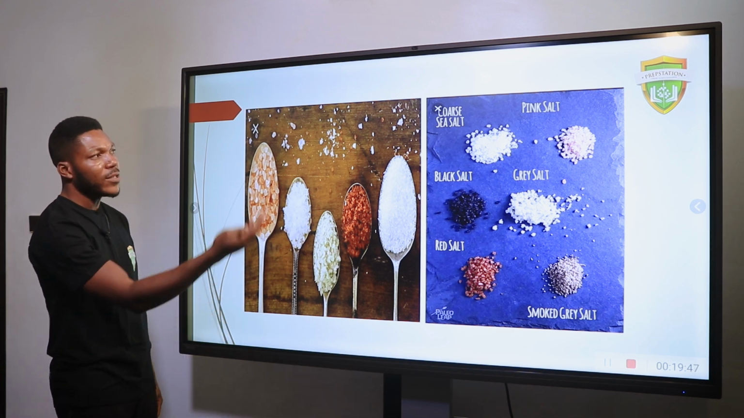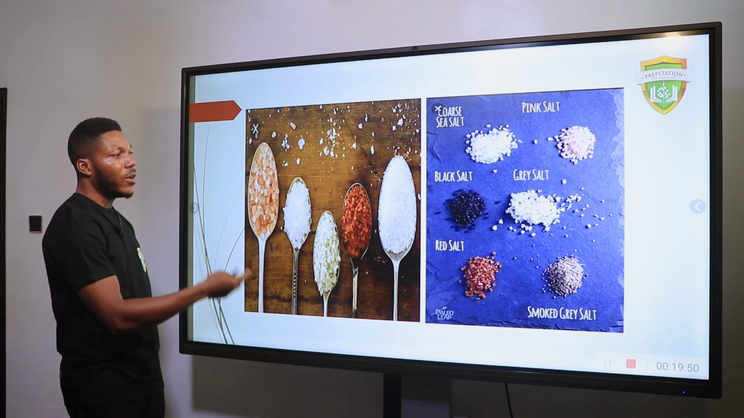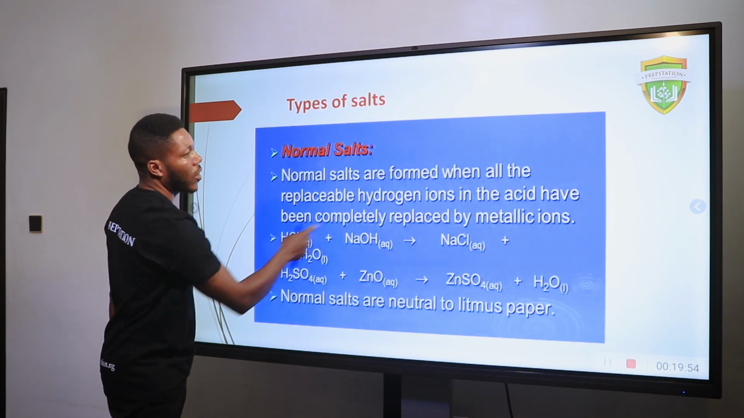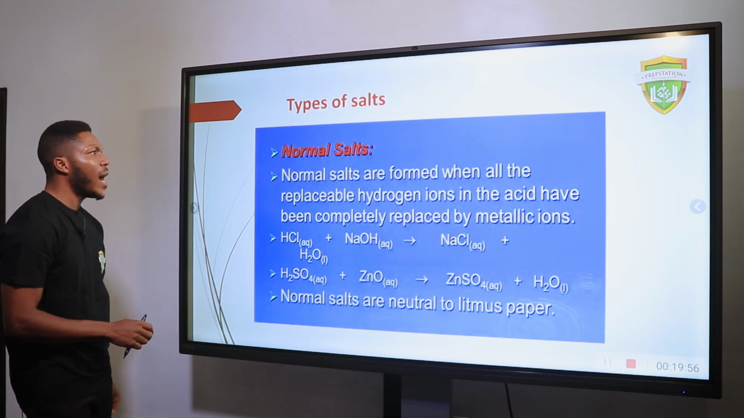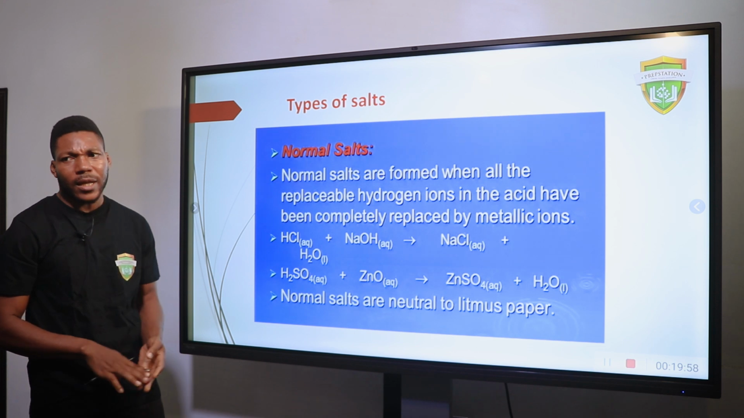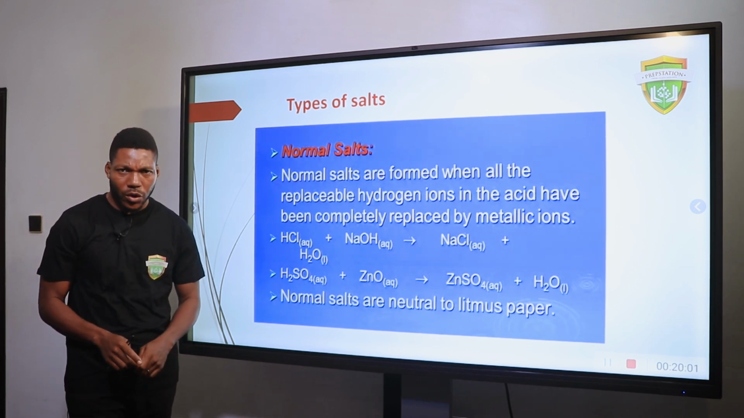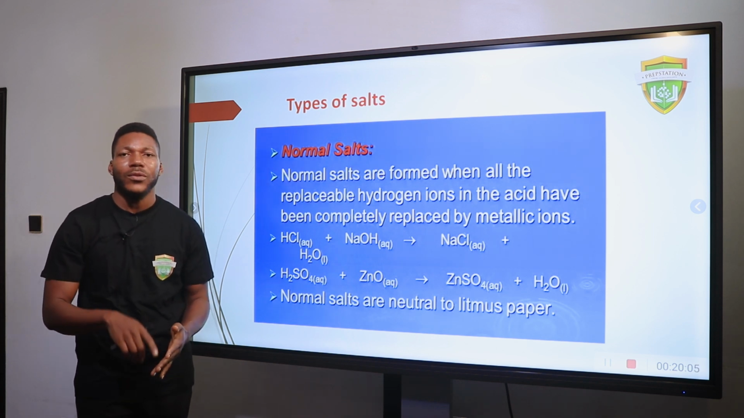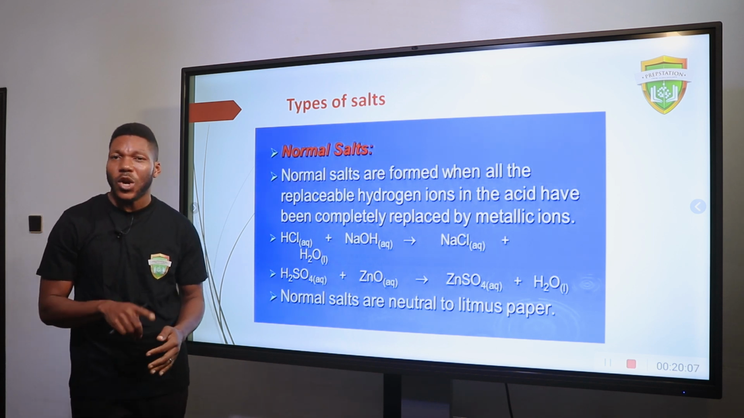These are some classes of salt. We have some white salt, pink salt, gray salt, black salt, red salt, and so on, just to show us the colors of some salts. So what are the types of salts? We have basically 5 types of salts: the normal salt, the acidic salt, the basic salt, the double salt, and the complex salts.